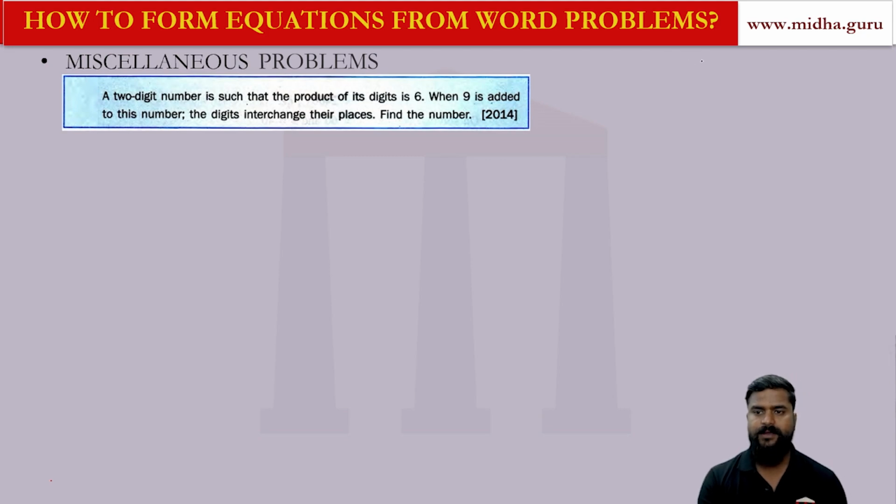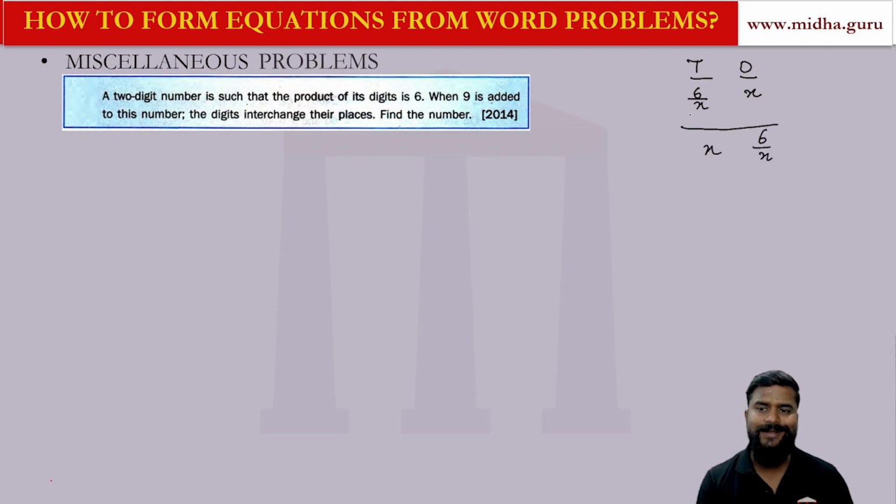Let us see. If we have a 2-digit number, it has a 1's digit and a 10's digit. Let us say the first digit is x. Now since it says the product of the digits is 6, let us say the next digit is 6 by x, since multiplying both of them, we'll get 6. What will the reverse of this number be? The reverse will be 6 by x in this place and x here.